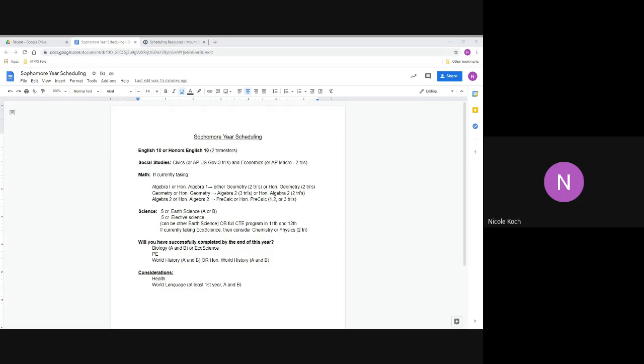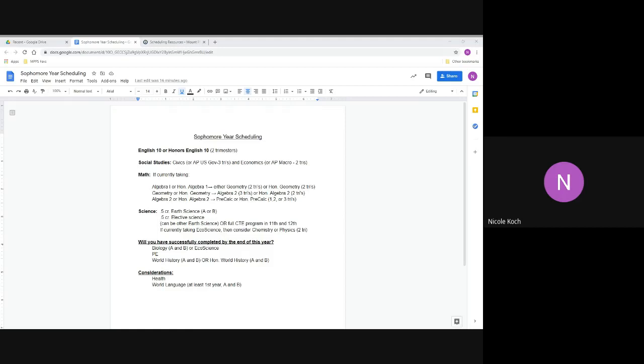Science. You're either going to be doing half a credit of Earth Science, so you can do either A or B, that's required. You also need a half credit of elective science. You can do a few different combinations. You can do Earth Science A and B. You can do 1 Earth Science and 1 science elective. Some students do 1 Earth Science, and then they substitute the elective science with extra tech center courses in 11th or 12th grade. If you are currently taking Eco-Science, you're going to want to consider taking either Chemistry or Physics. Those are 2 tries each.